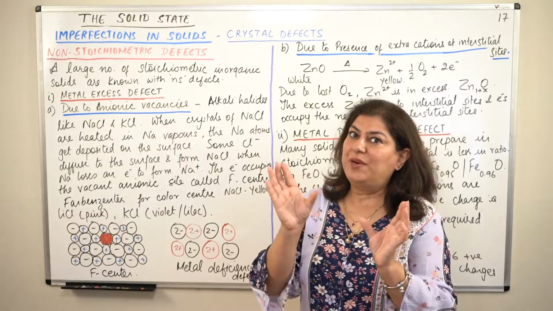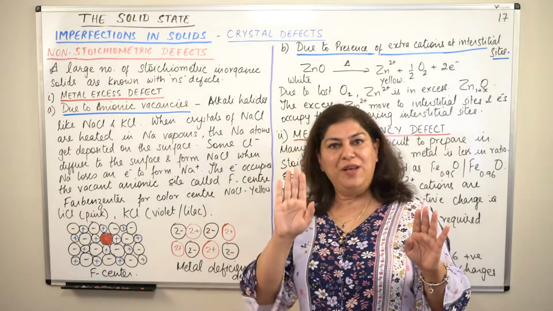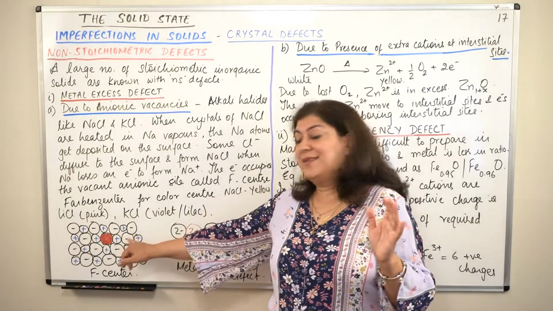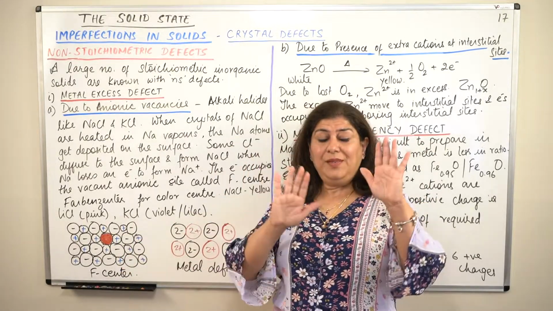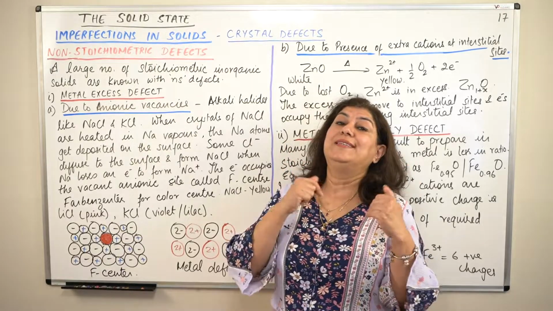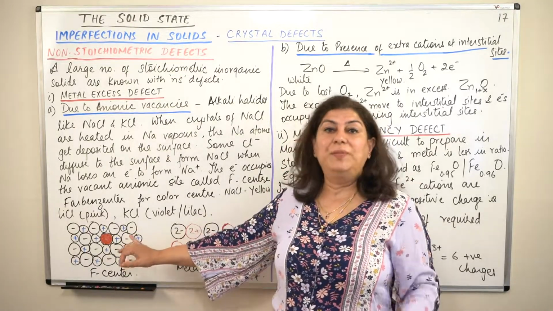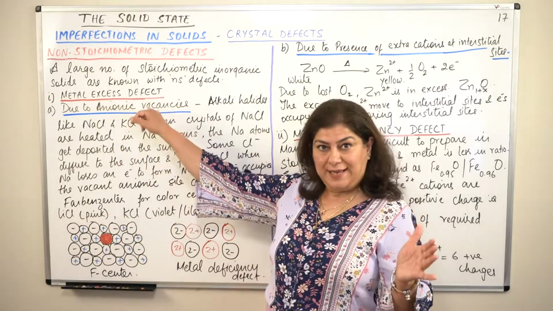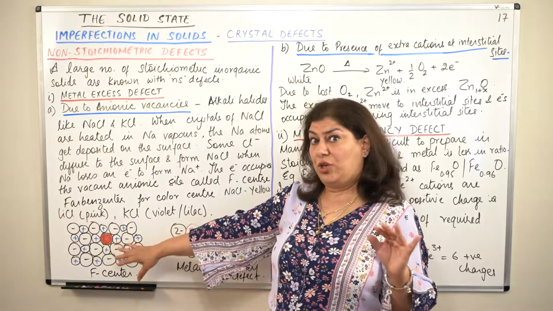So the stoichiometric ratio is 1:1. For every one sodium ion there should have been one chloride ion, but now that doesn't exist. The stoichiometric ratio is disturbed and the sodium ion is in excess. So metal can be in excess. So there is a non-stoichiometric defect.